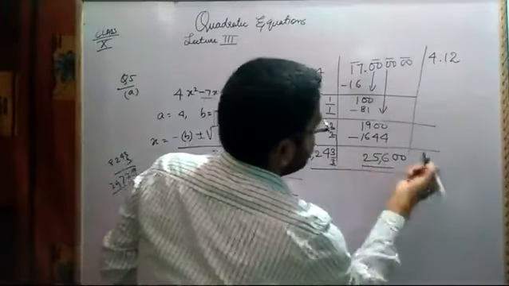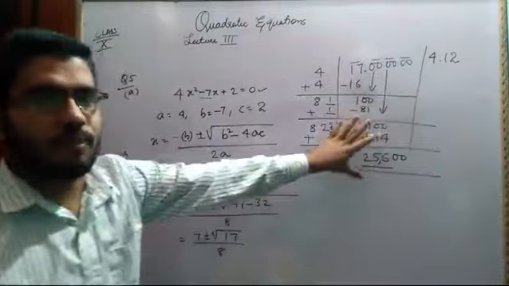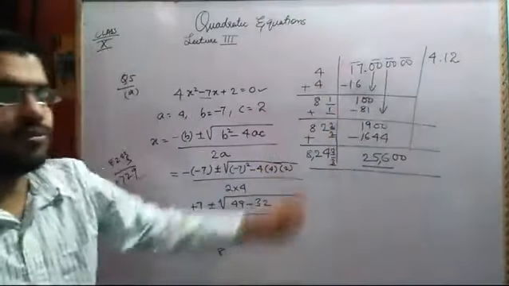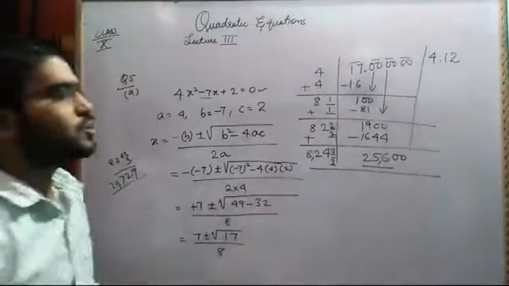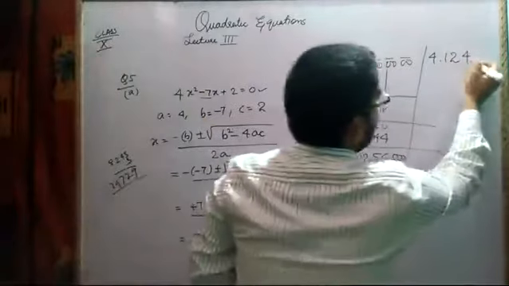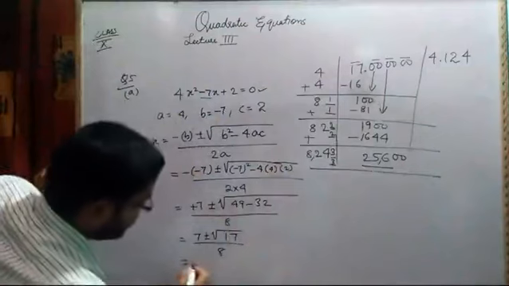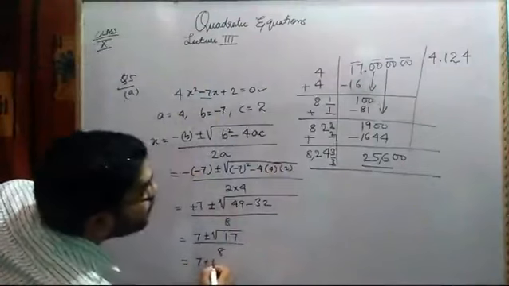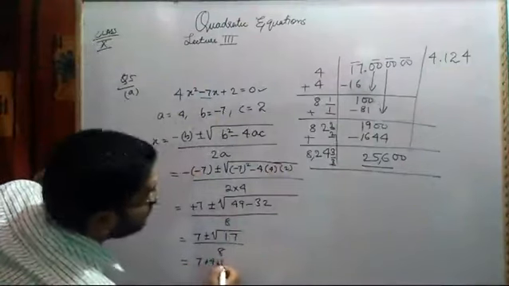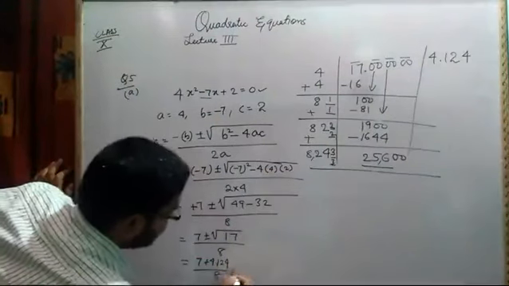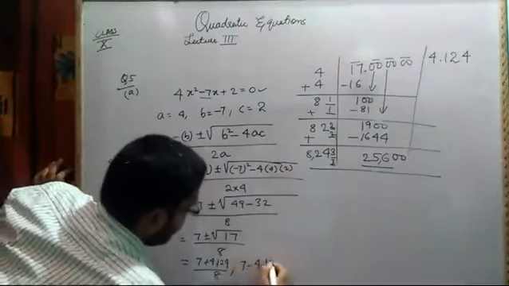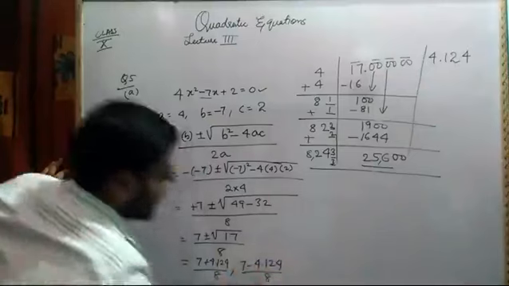No need of calculating 3 times because this part is your rough work. I am just calculating so that you will be able to recall how we used to write. So here we are having 4.123. Now what will you do? 7 plus 4.123 divided by 8, comma, 7 minus 4.123 divided by 8.